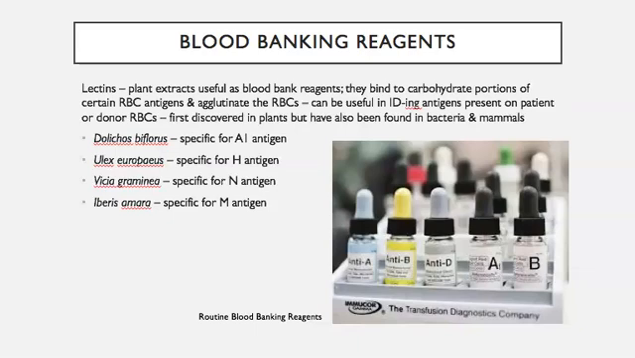Dolichos biflorus is the lectin that we use to identify the A1 antigen. Ulex europaeus is specific for the H antigen. Vicia graminea is specific for the N antigen, and Iberis amara is specific for the M antigen.